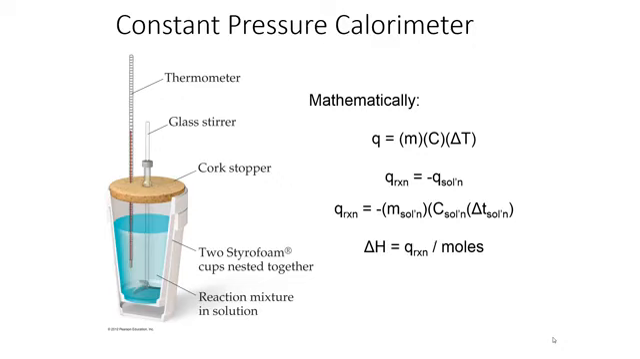So what we say is that q reaction is actually minus q solution, because energy given off by the reaction will be absorbed by the solution, and vice versa. So we need that negative sign to account for the difference in energy flow in terms of being released or absorbed. Now, q solution is actually the mass of the solution times the specific heat of the solution times delta T of the solution. And we can measure all three of those things for the solution, so we can calculate q solution. We can take the negative of q solution to get q reaction.